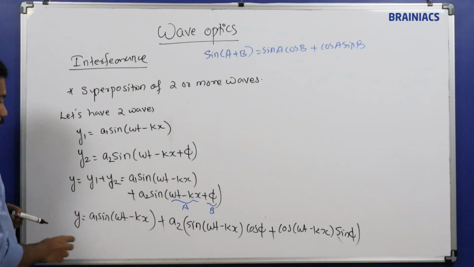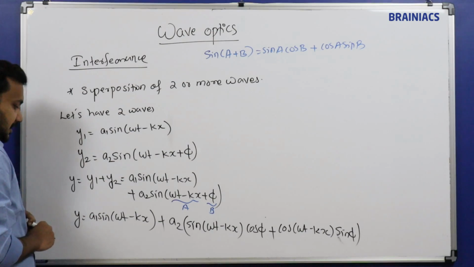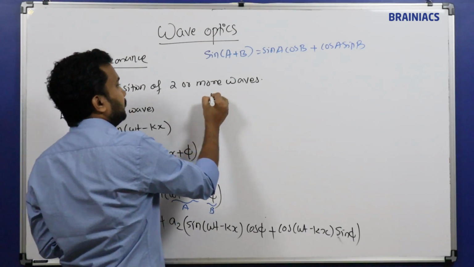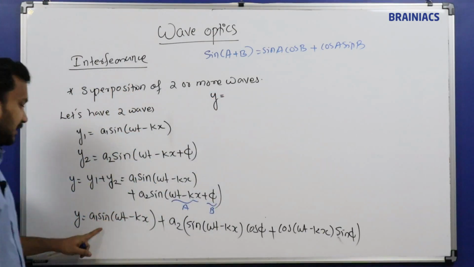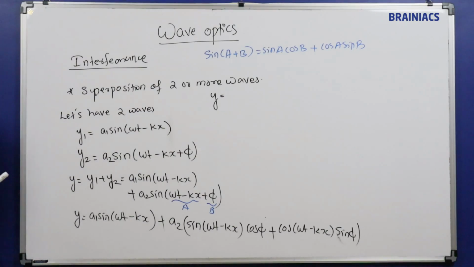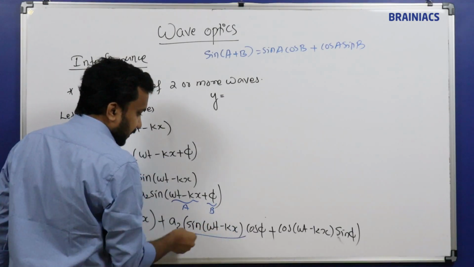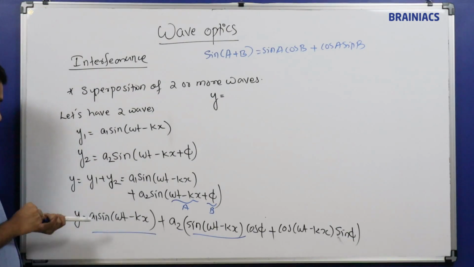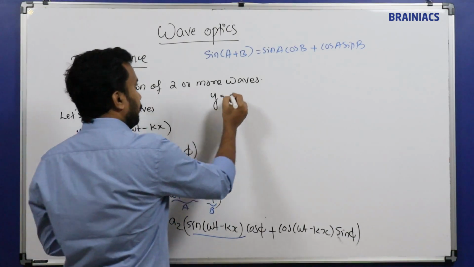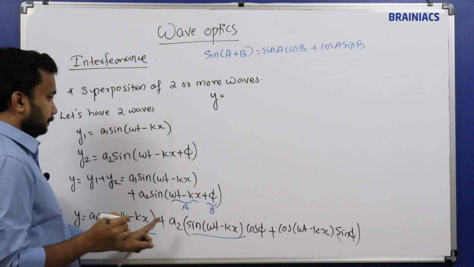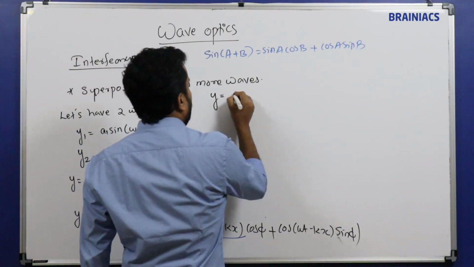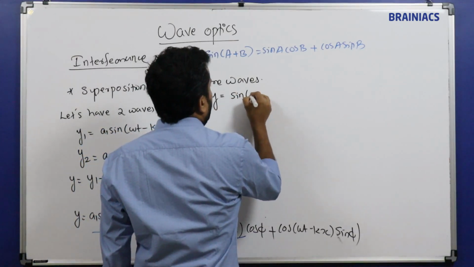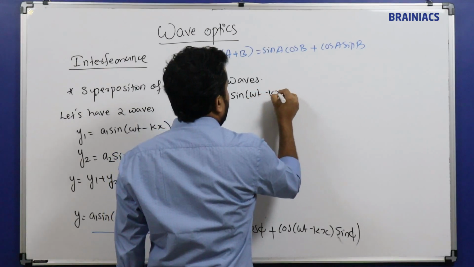What next I am going to do is take sine omega t minus kx as a common term. Y is equal to, listen carefully, this sine omega t minus kx, we take this term as common. So what we'll get, we know a1 here, a2, so I can say sine of omega t minus kx.